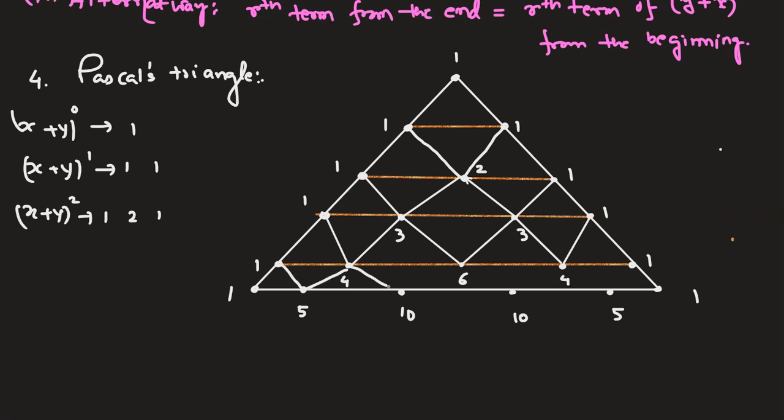Now every time you notice that you have to add the two numbers and put the sum in the next line, so that you will get the coefficients of the corresponding terms. Okay, now this triangle is known as Pascal's triangle. This triangle is known as Pascal's triangle. Is it clear?